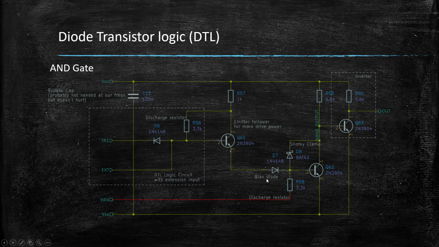Then here we'll have the bias diode, which is again for noise reduction, so it increases the distance between high and low thresholds. And as we saw before, here is our discharge resistor, which in our computer will go either to ground or to -5 volts.